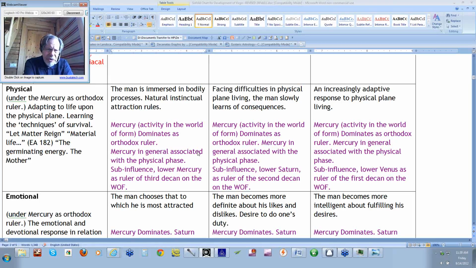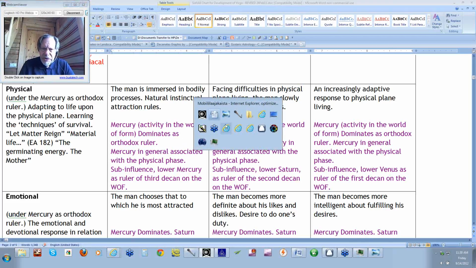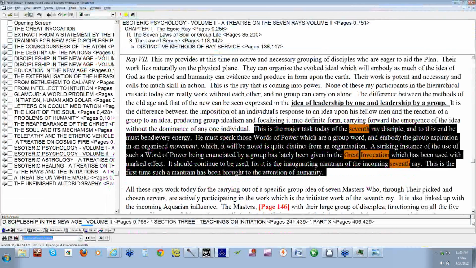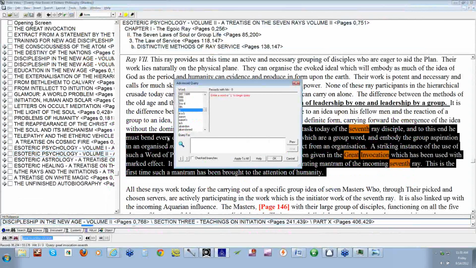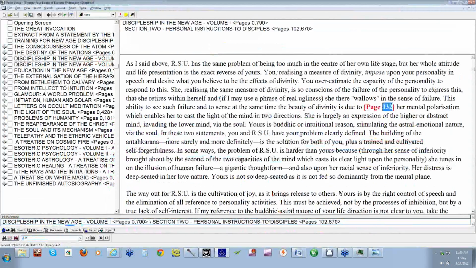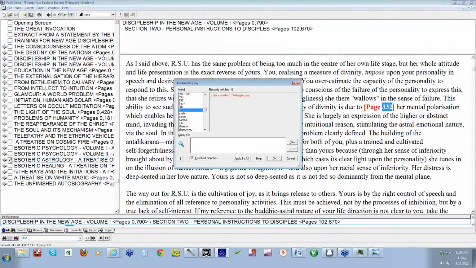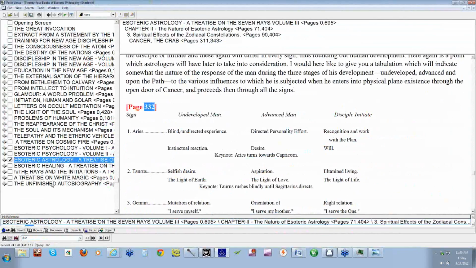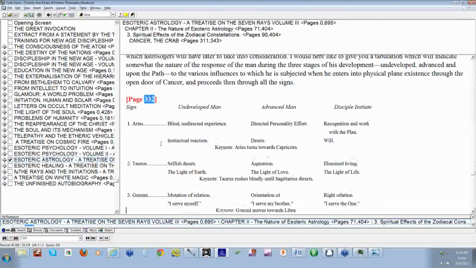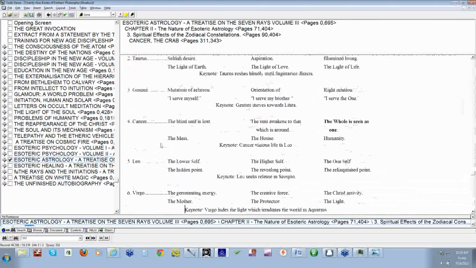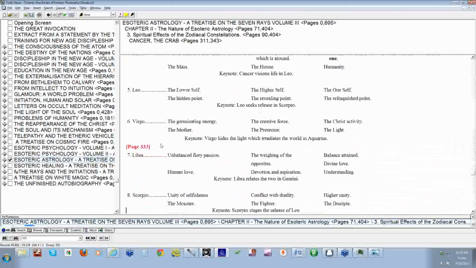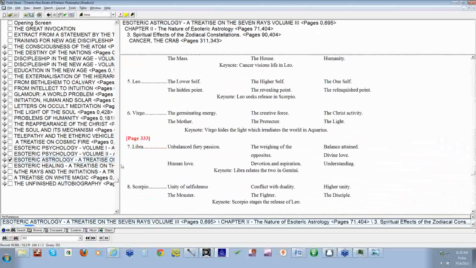Esoteric Astrology 182. The germinating energy or the mother. And we'll be wanting to refer to page 332 of Esoteric Astrology. But we have to get in that book first. And here we do find Gemini. Not Gemini. What am I looking at? Virgo. There it is. The germinating energy, let matter reign.